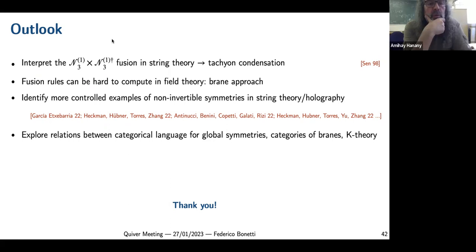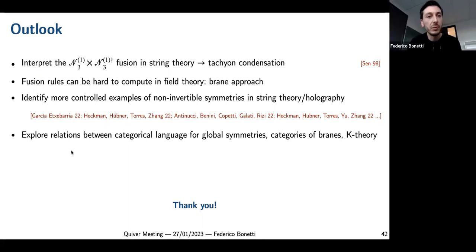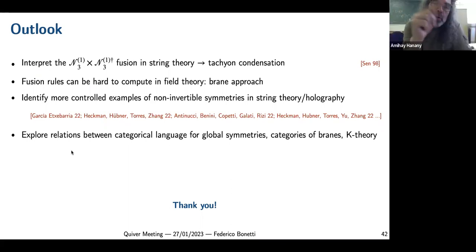So can you tell me what's the physical interpretation of these objects N3? So yes, those are the topological defects that implement the non-invertible symmetry in field theory. And on the string side, our proposal is to think of them as branes. I'm not sure whether your question was more towards the field theory side. There is a state operator correspondence?